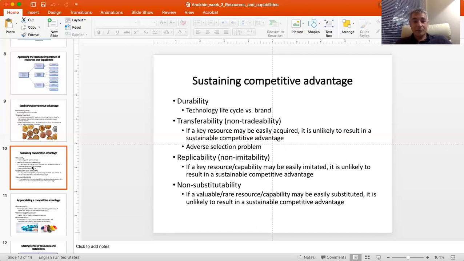If you have a powerful brand, it is very likely that it will be durable, so it will help you sustain your competitive advantage into the future.